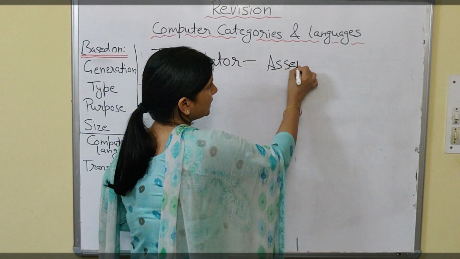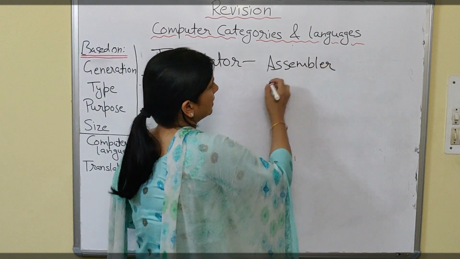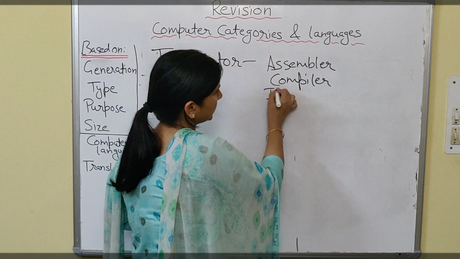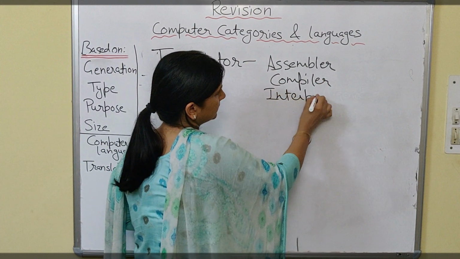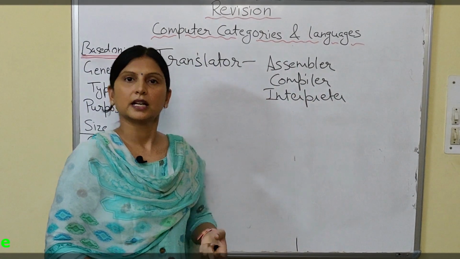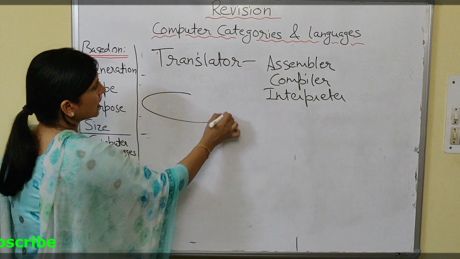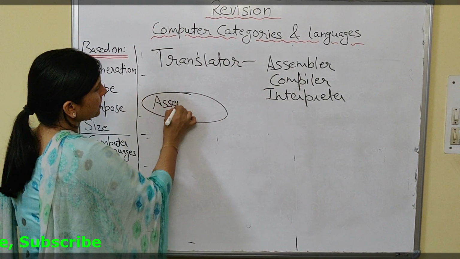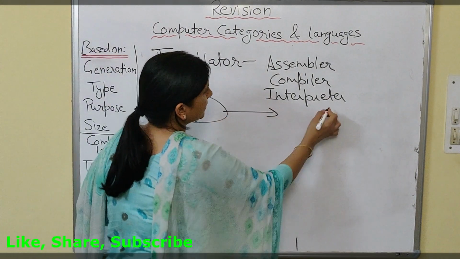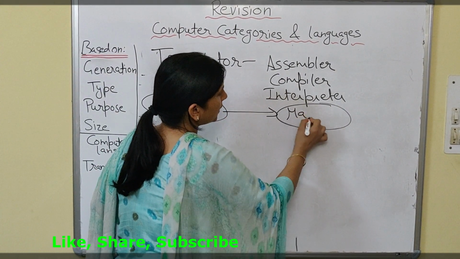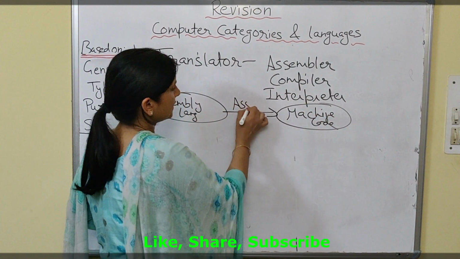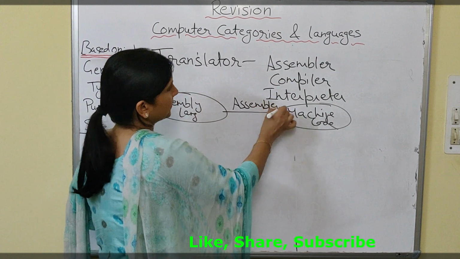Fine. So 3 types of translators are there: assembler, compiler, and interpreter. First we will see what an assembler is. An assembler converts assembly language into machine code or binary code. This is the use of an assembler.